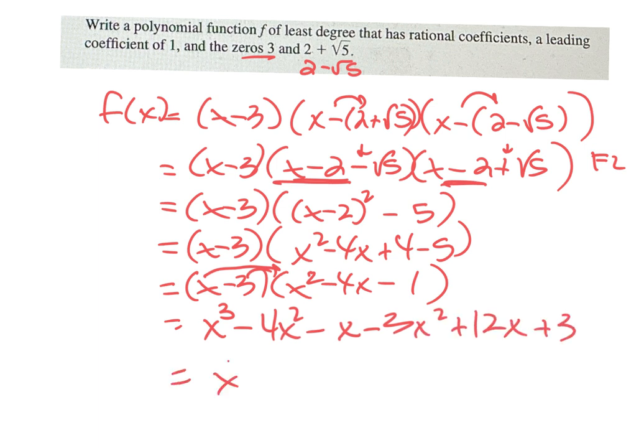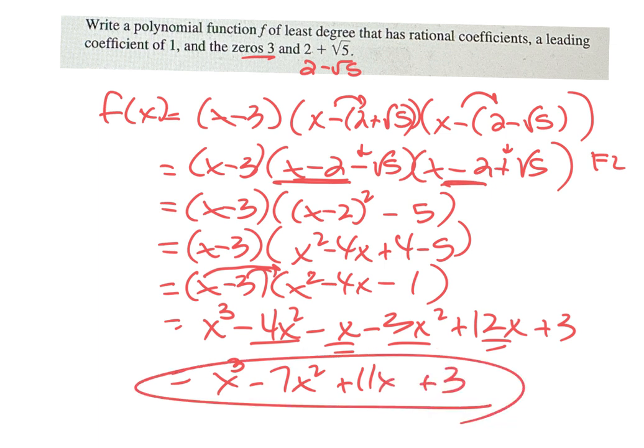Last step, combine anything you can. I got x cubed. I have those two x squared terms, which are negative 7x squared. Combine your x's, which is plus 11x, and I got that plus 3 at the end. And there you have it.